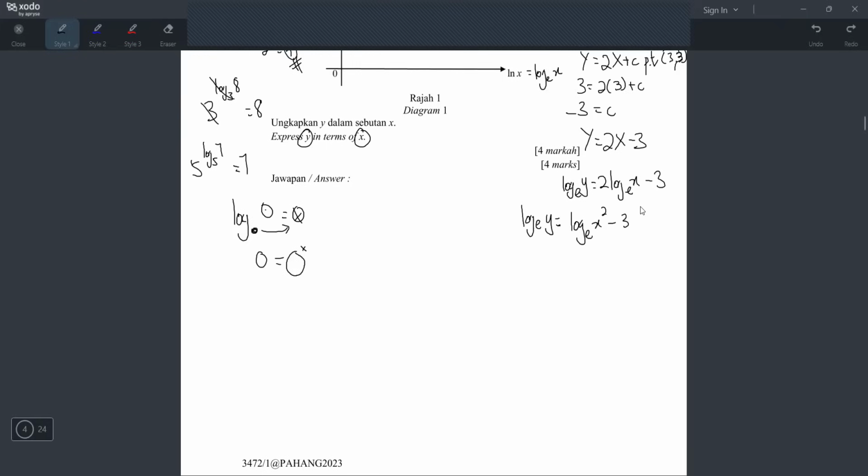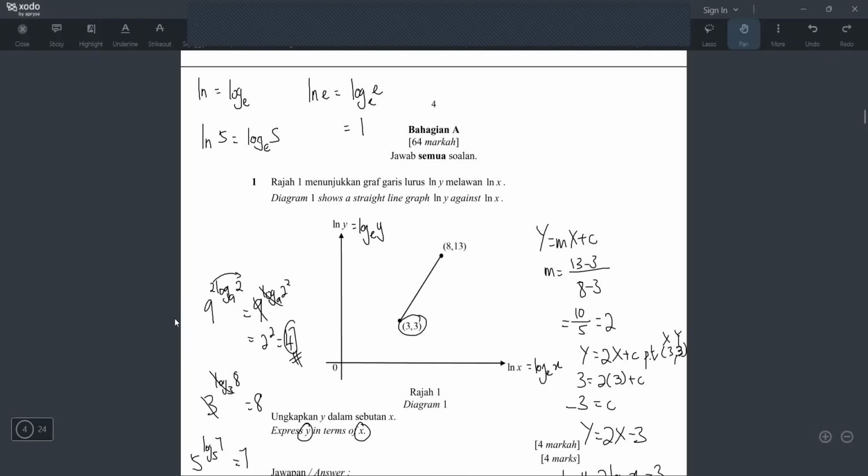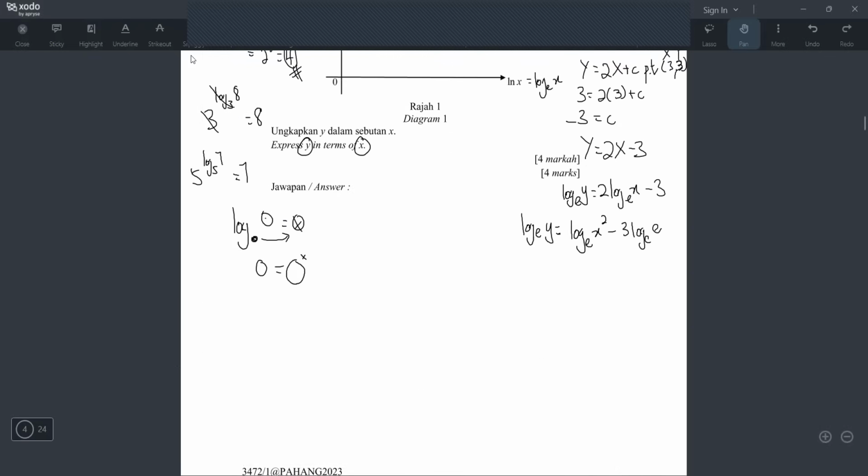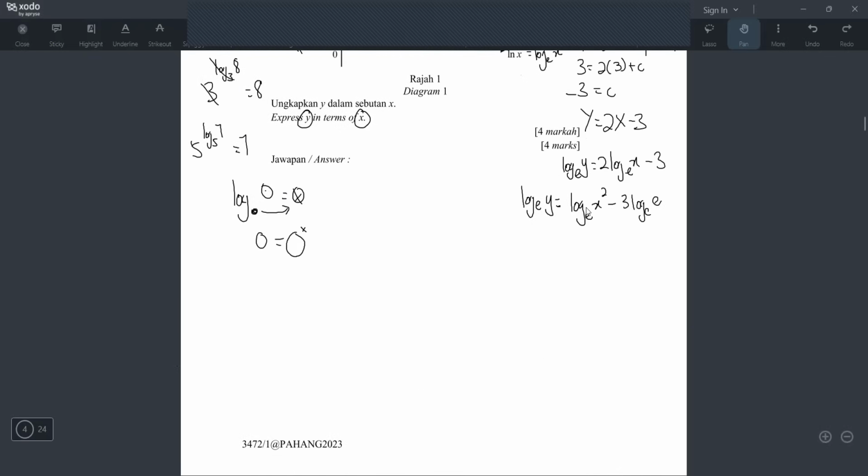Which is the same as 3 times log e e, all right? Because log e base e is 1. I already mentioned up here. Do you remember just now? Yeah, log e e is 1. Maybe you ask me why. Everything will make sense later. Now you just listen first, you just follow first.